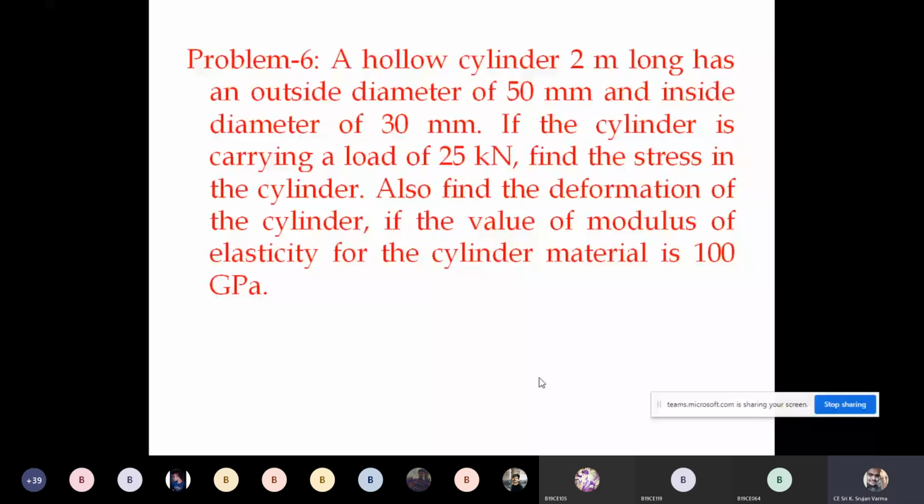Also find the deformation of the cylinder if the value of modulus of elasticity of the cylinder is 100 GPa. Make a note of that question.